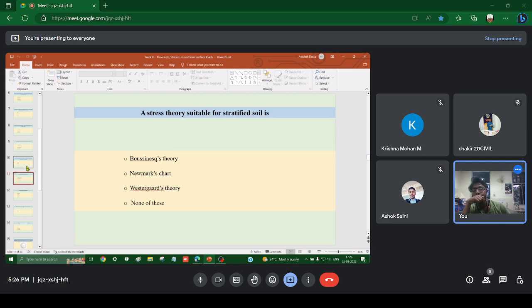Next question. A stress theory suitable for stratified soil is Boussinesq theory, Newmark's chart, Westergaard's theory, none of these.